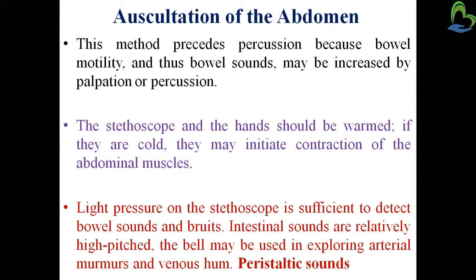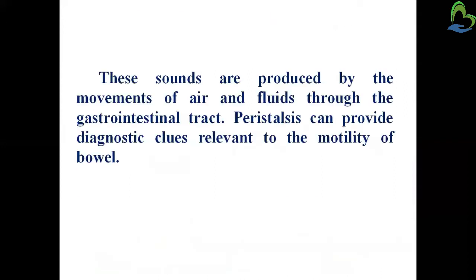to detect the bowel sounds and bruits, and intestinal sounds are relatively high pitched. The bell may be used in exploring arterial murmurs and venous hum. These are called peristaltic sounds. These sounds are produced by the movement of air and fluid through the GI tract, and peristalsis can provide a diagnostic clue relevant to the motility of the bowel. Means if the patient is suffering with diarrhea or constipation, according to that, you may hear the sounds.